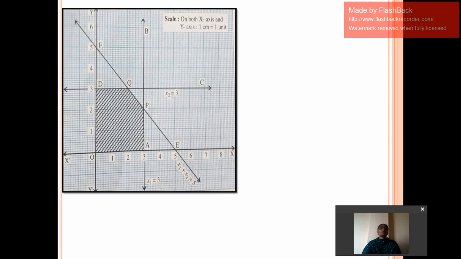Now look at the first constraint x1 less than or equal to 3. Below the line has its solution towards origin. Second constraint x2 less than or equal to 3, below the line, its solution also towards origin. Third constraint x1 plus x2 less than or equal to 5, below the line towards the origin.